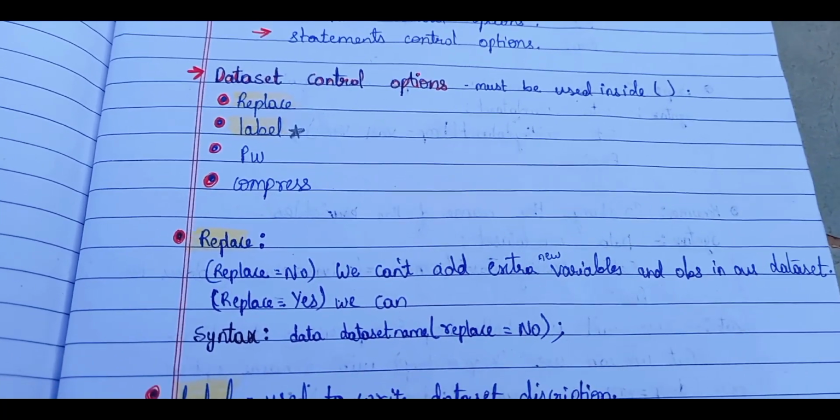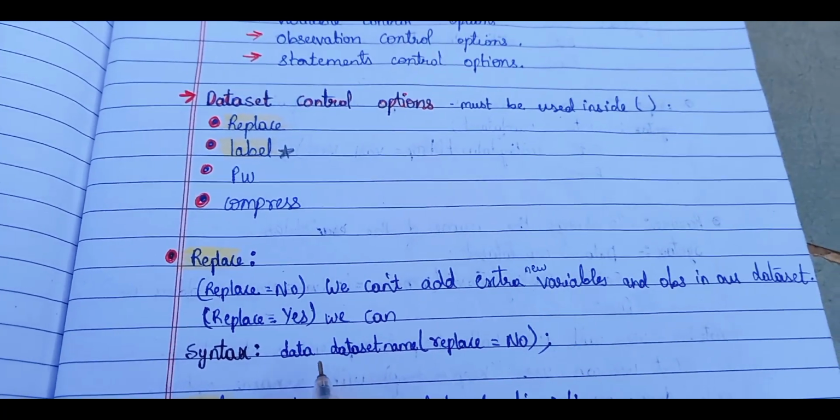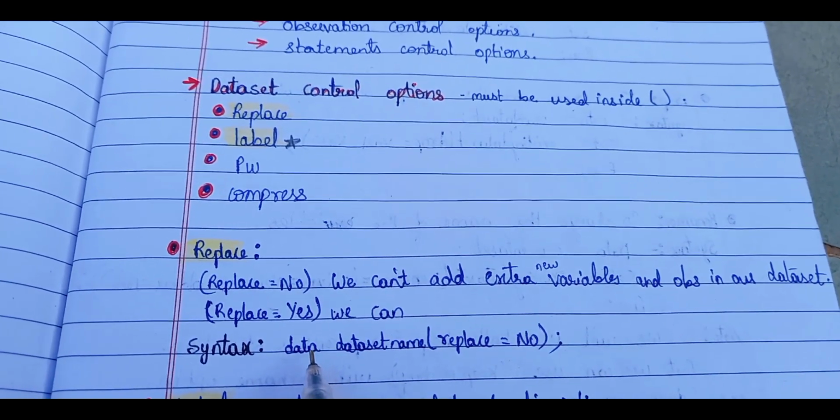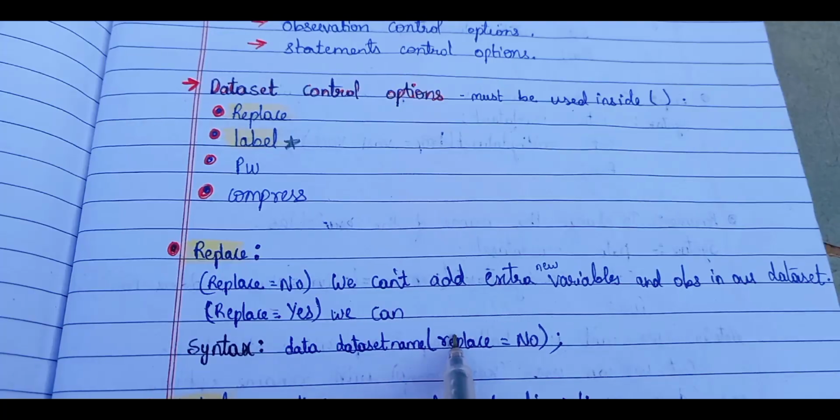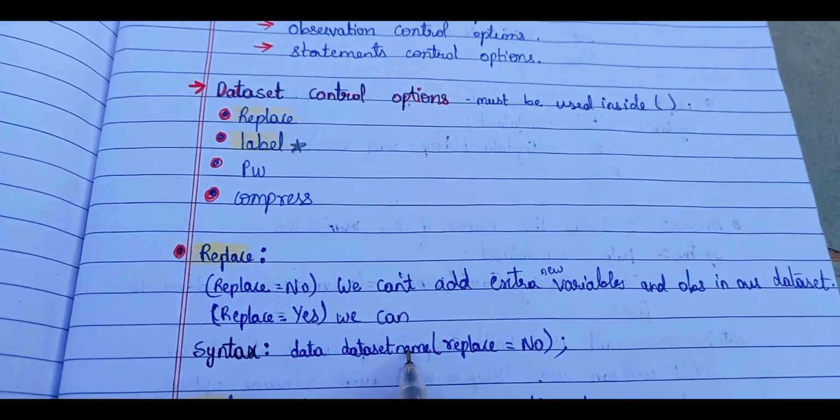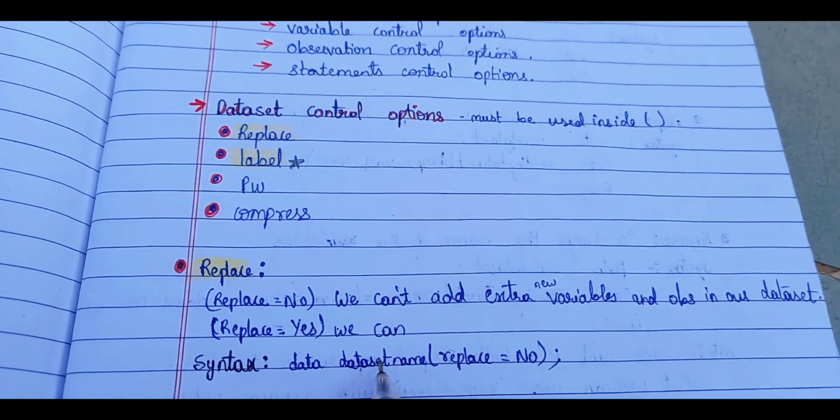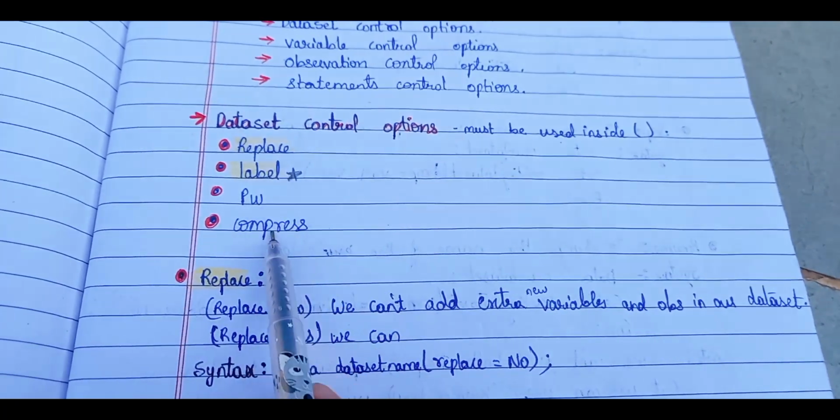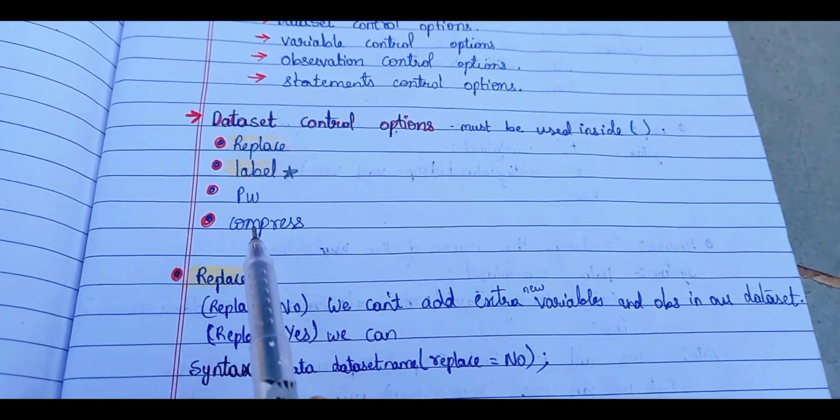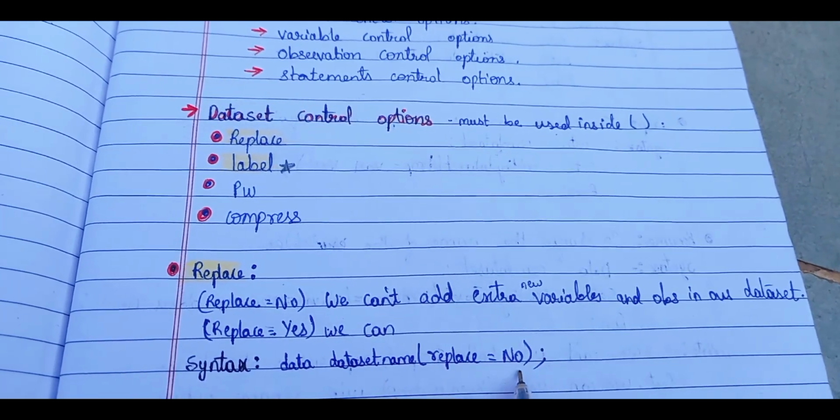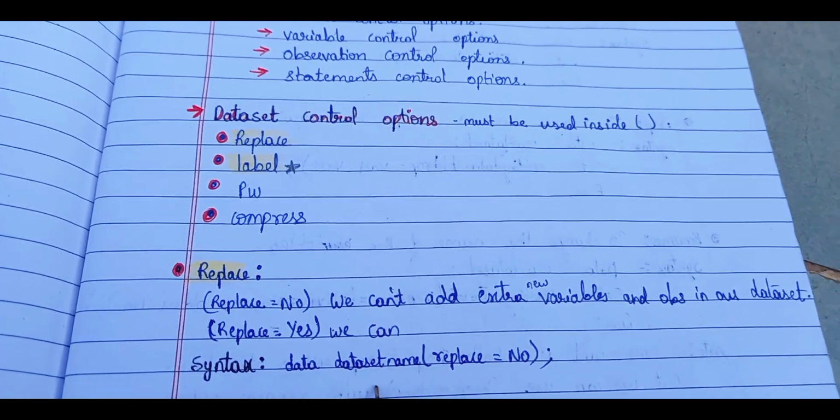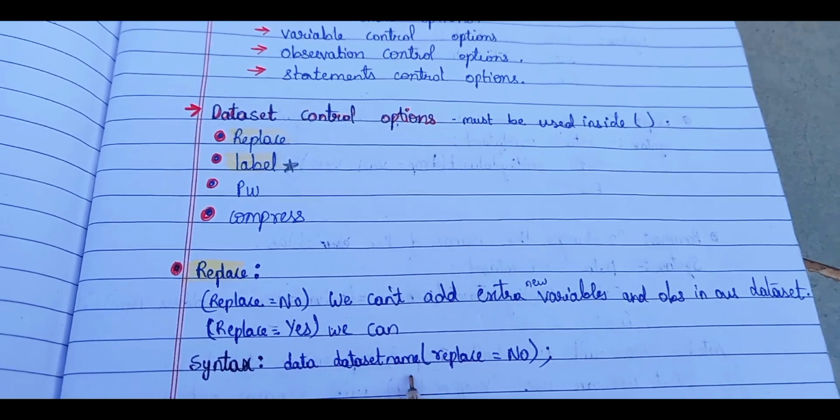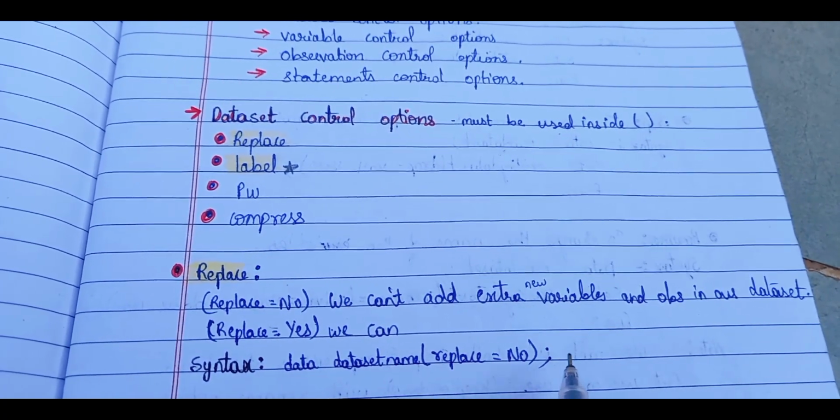Clear? So the syntax is, as I explained before in the program structure, we have data and the data set name. Each and every option should be written inside parentheses, beside the data set name only. Clear? So replace equals no, semicolon.